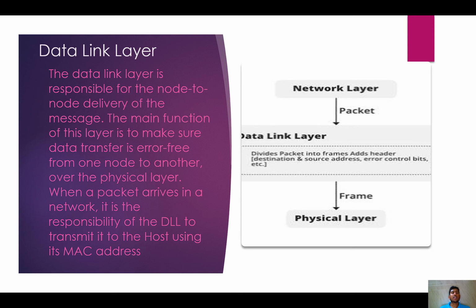The data link layer is responsible for the node to node delivery of the message. The main function of this layer is to make sure data transfer is error free from one node to another over the physical layer. When a packet arrives in a network, it is the responsibility of the DLL to transmit it to the host using its MAC address. You can see here the diagram: network layer, packet, frame and physical layer. It divides the packets into frames and adds a header.